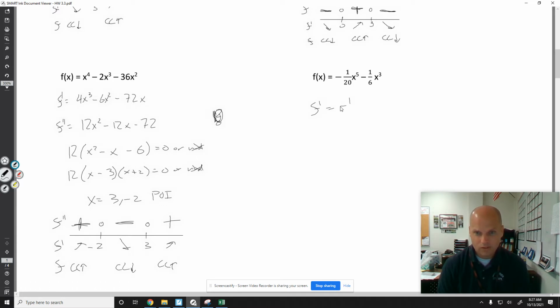All right. This will turn into negative 1/4 x to the fourth minus 1/2 x squared. Second derivative will turn into negative x cubed minus x. Cool. Set that equal to 0 or undefined. Pull out a negative x. I do this so I get positive x squared plus 1.